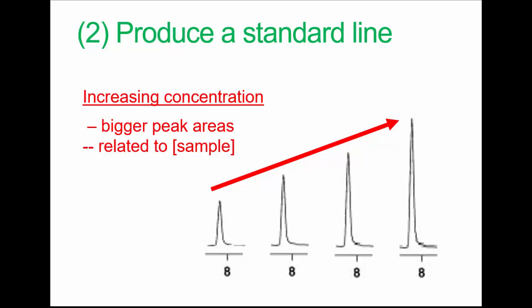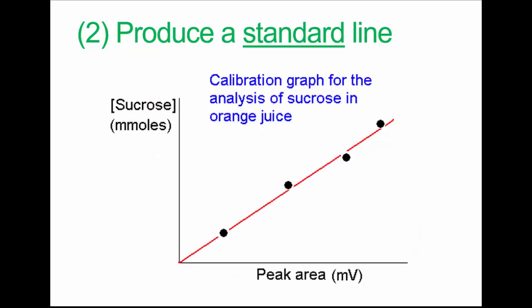Create a set of standards of increasing concentration, measure the peak areas and plot them against concentration, which we've seen many times before. So there's an example for sucrose in the analysis of orange juice. We've got sucrose up the y-axis in millimoles. Remember, we must always include units where they exist, which is most cases, and the peak area in millivolts, the detector response.